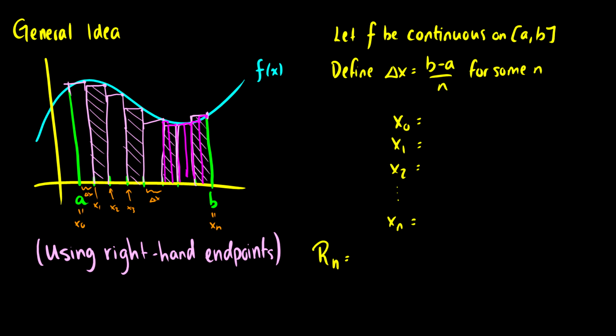So x0 is going to be a, x1 is going to be a plus delta x. So to get to this point x1, it is the first point plus delta x. To get to x2, we take the first point and then we add 2 times delta x. So to get to the final point, which is just b, we take a and then we add n times delta x, because the number n is how many intervals we're going through to get to the final thing.